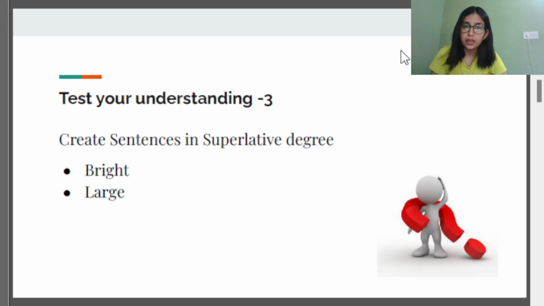Then large. Okay. His stature is the largest in the family. So I have compared this person, who is, we'll say, the largest in the family. Ram has the largest house in the colony, right? Now I have made a comparison between all the houses that are there in the colony, and I'm saying that this person has the largest house in the colony. So with the words bright and large, I hope you have also given the right responses in the chat box. I'll be checking them later on. So we should be moving forward from here now.